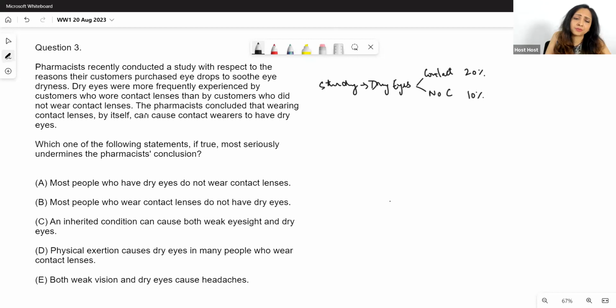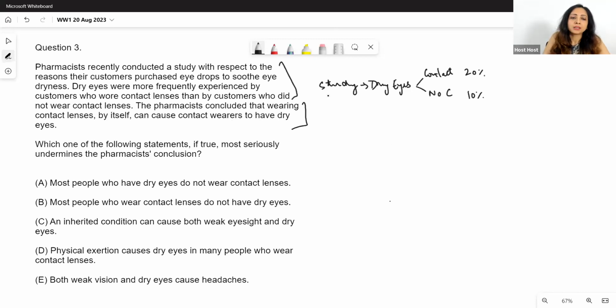Now, the pharmacists concluded that wearing contact lenses by itself can cause contact wearers to have dry eyes. So again, this is our conclusion very clearly given to us, and these are the premises, the data given to us. What is the conclusion? That wearing contact lenses by itself can cause contact wearers to have dry eyes. So basically the lenses are the ones that are causing dry eyes.